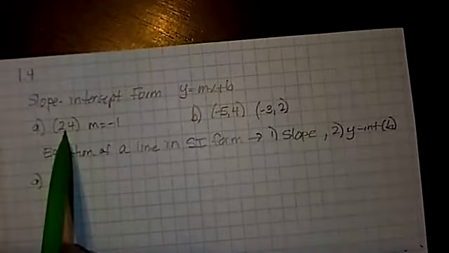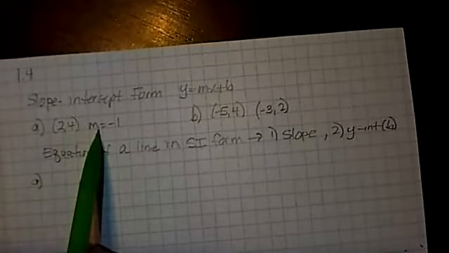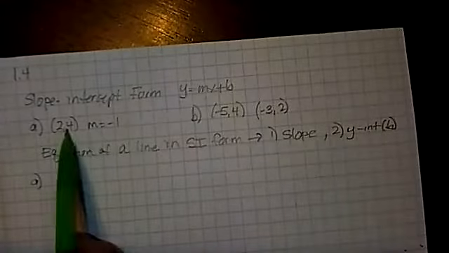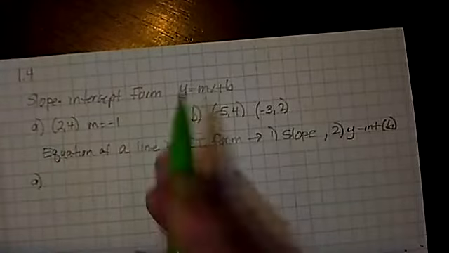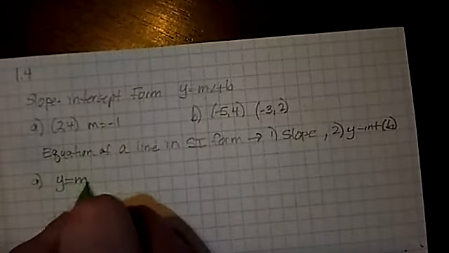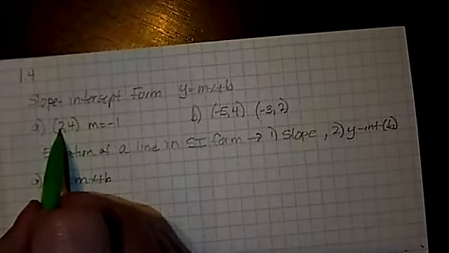So let's look at A. What I have in A is an ordered pair and a slope. I don't have the y-intercept, so I have to find the y-intercept. This is really nice. All I need to do is substitute this into the equation. So I start with our slope-intercept form. All right, so remember this ordered pair. Here's your x and here's your y.